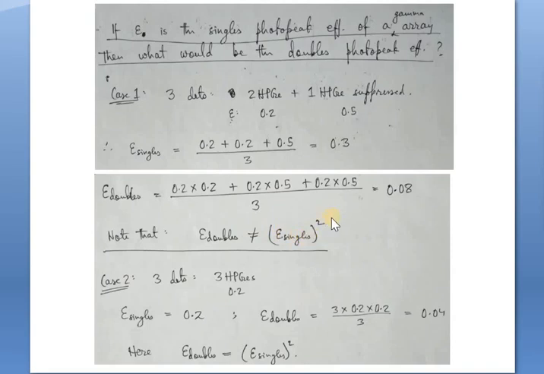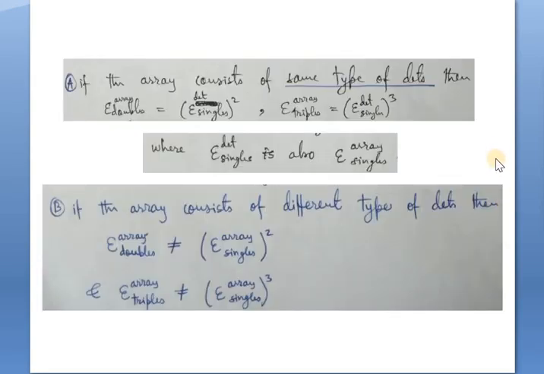Now let me take a second example where all the 3 detectors are of the same type. In this case, if we take the singles efficiency to be 0.2, then the doubles efficiency will be equal to singles squared. This is a very simple observation. So what we get from this very simple calculation is that if the array consists of the same type of detectors, then the doubles efficiency will be equal to the singles efficiency squared.